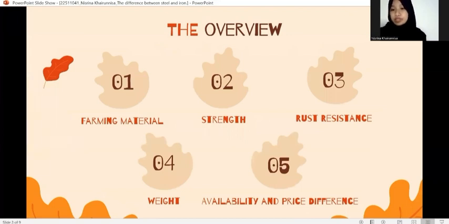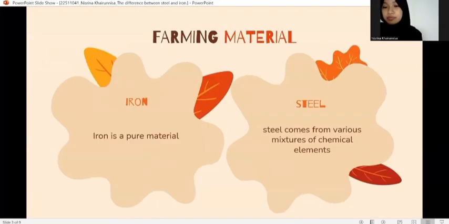Then, I will divide the difference between steel and iron in 5 fields. First, in the field of forming materials. Second, in the field of strength. Third, in the field of rust resistance. Fourth, in the field of weight. The last one is in the field of availability and price difference.